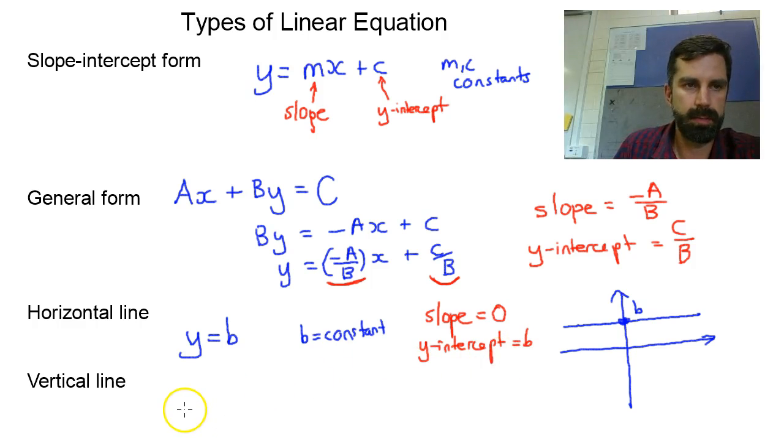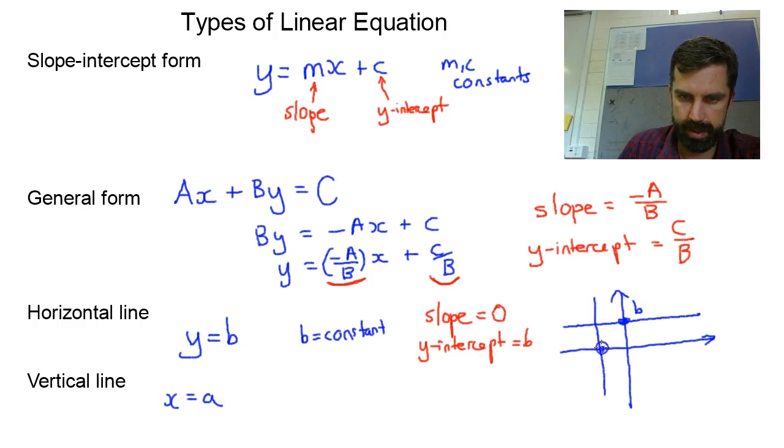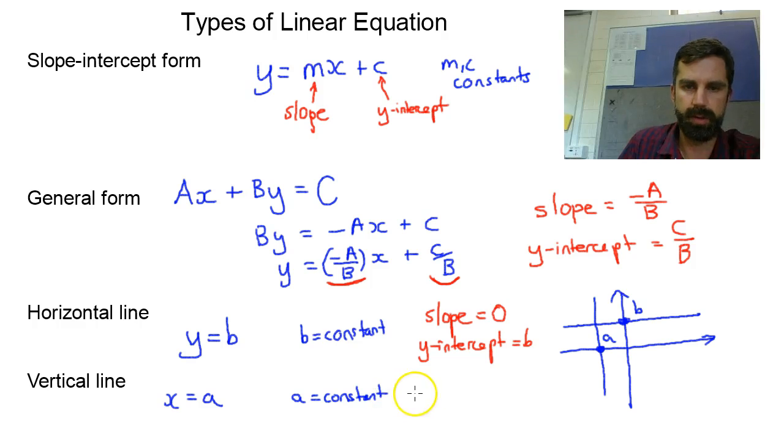Okay. And then finally we can look at a vertical line. This is kind of the opposite of a horizontal line. It's got an equation that looks like x equals a. So it might be something like this. It's on the x-axis at some point a, where a is a constant. Vertical lines are a bit odd because, number one thing, if you try and work out the slope of a vertical line, it's actually undefined.